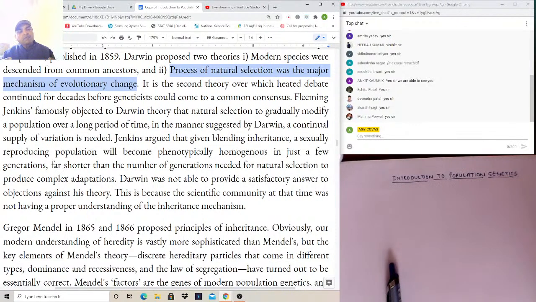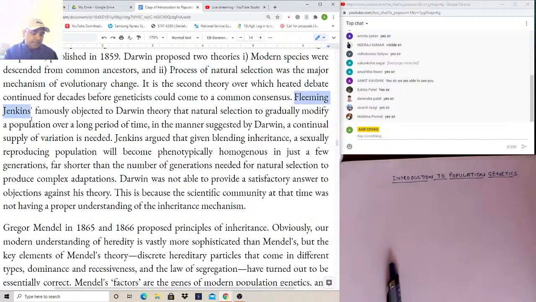we have descended from a common ancestor, and now you can see a lot of variation between the modern species. Okay, so it is the second theory over which heated debate continued for decades before geneticists could come to a common consensus. On the second theory there was a heated debate on how this process of natural selection can be claimed as a major mechanism of evolutionary change. Okay, so basically Fleeming Jenkin was one of the scientists.